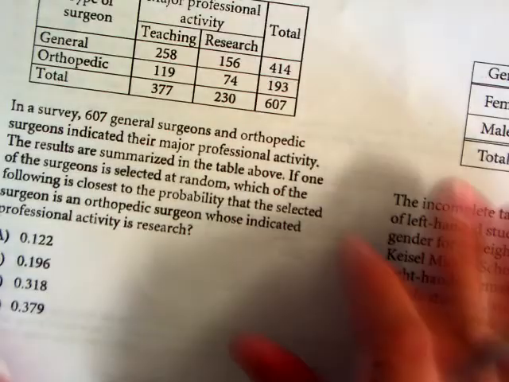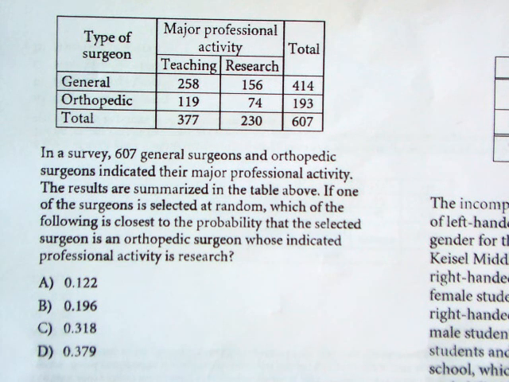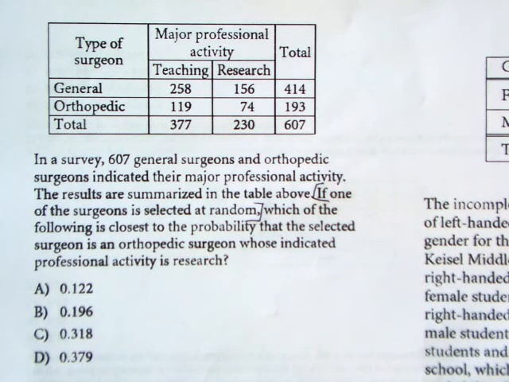Next up, we're looking at surgeons of a couple different types, general surgeons or orthopedic surgeons. Within those categories or types of surgeons, what is their major professional activity? Some surgeons teach, some focus on research. They say if one surgeon is selected at random, this could be any of the surgeons.